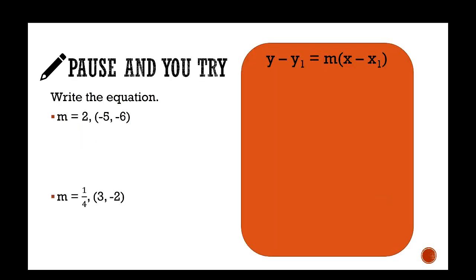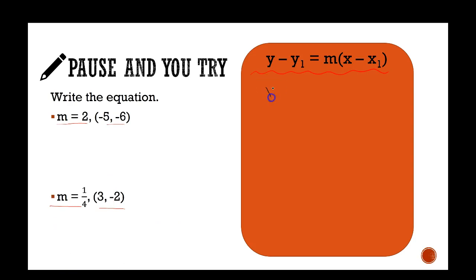All right, go ahead and pause and try. Two very similar examples, but write the equation. Here's your slope, here's your point, slope and point, and see what you get. And I put the equation up there. Okay, let's look at the first one.